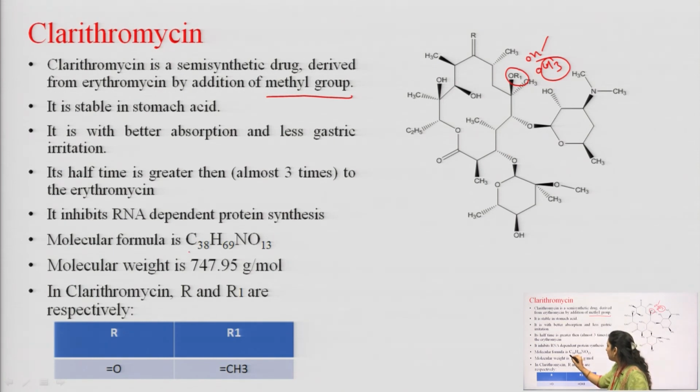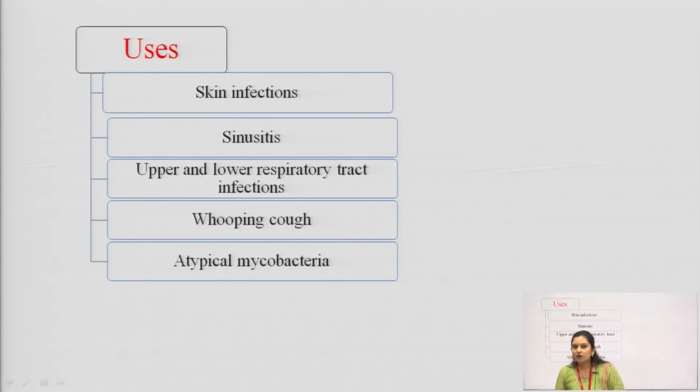The molecular formula of clarithromycin is C38H69NO13 and the molecular weight is 747.95. Uses, if we see the uses of clarithromycin, it is used in skin infection, sinus में अगर inflammation हो जाता है, sinusitis, upper and lower respiratory tract infection, whooping cough. Whooping cough में जो cough होती है उसकी intensity इतनी ज़्यादा होती है that sometimes we feel difficulty in breathing also, and it is also used in atypical mycobacteria.